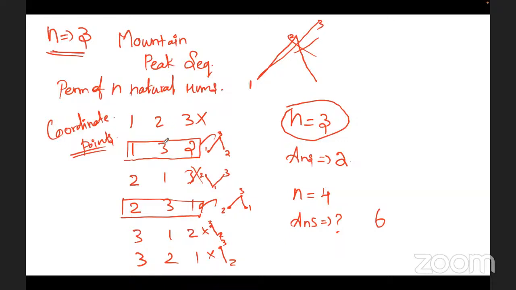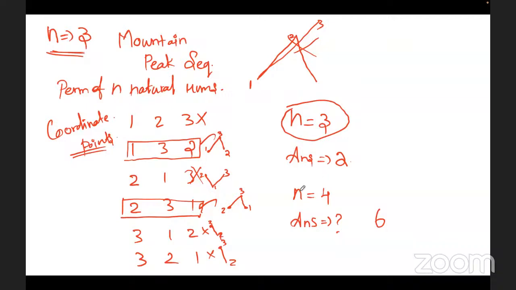Okay. So in these permutations of natural numbers, consider them as coordinate points. Draw the line for the coordinate points like 1, 3, 2, 2, 3, 1, 3, 2. Okay. So if you write the coordinate points like this, in certain coordinates you will get a mountain peak sequence. Your task is to find the number of mountain peak sequences. Clear? So if the n value was 3, the number of mountain peak sequences is 2.